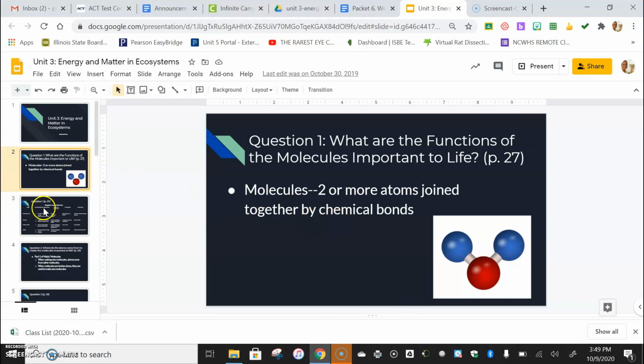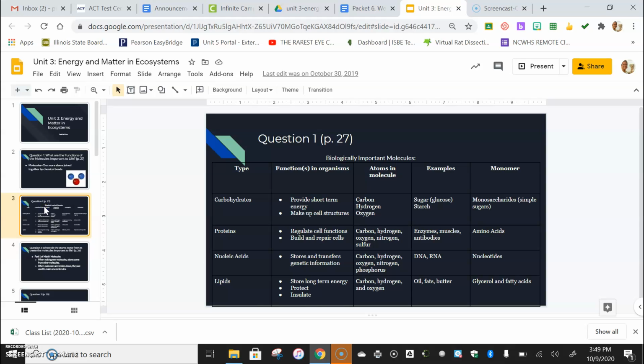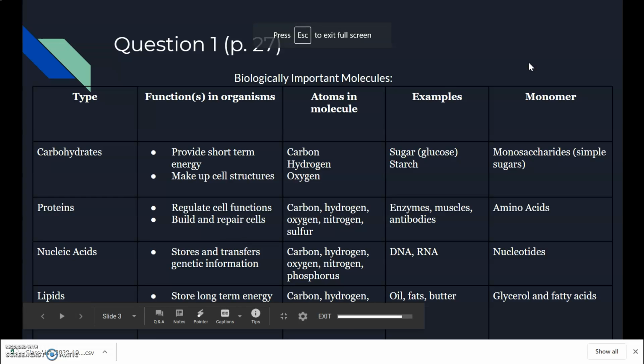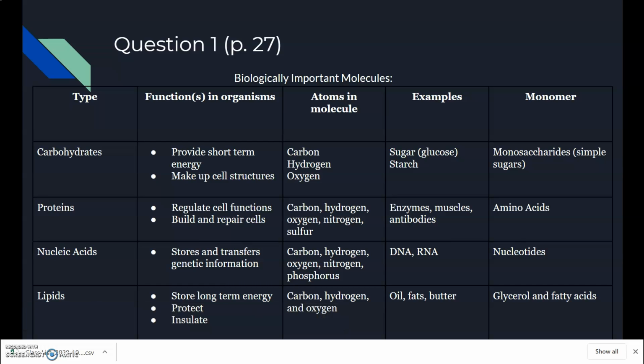Now, the main ones that we're going to talk about are in this table. These are something that we call macromolecules. So in your notebooks on page 27, this is basically going to be the entire page. Okay? We have biologically important molecules. And there's 4 main ones that we're going to talk about. These are called macromolecules. Macro meaning large, and molecules being the things we just talked about. So literally translating to large molecules.